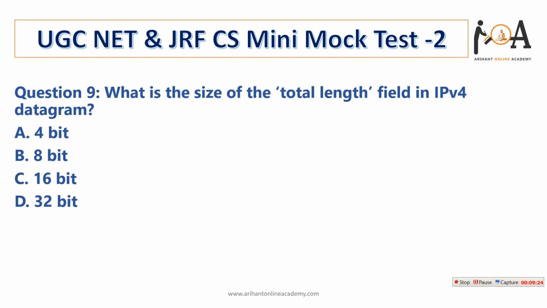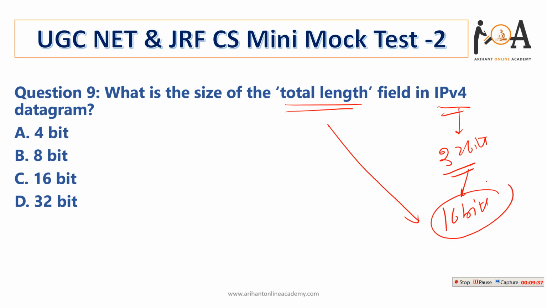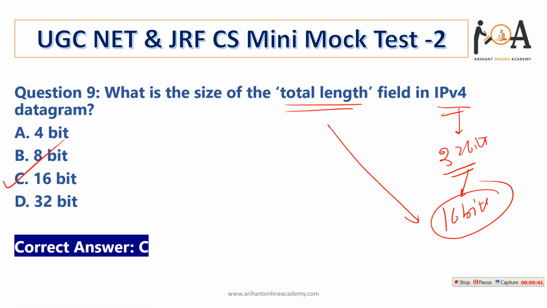Now the next question is, what is the size of the total length field in an IPv4 datagram? So the IPv4 header is basically organized in 32-bit words. Out of that, 16 bits are allocated for total length. So 16 bits is the correct answer. Option C is the right answer.